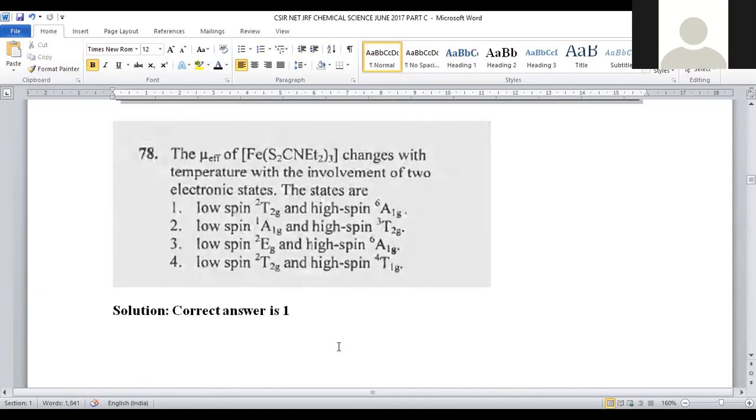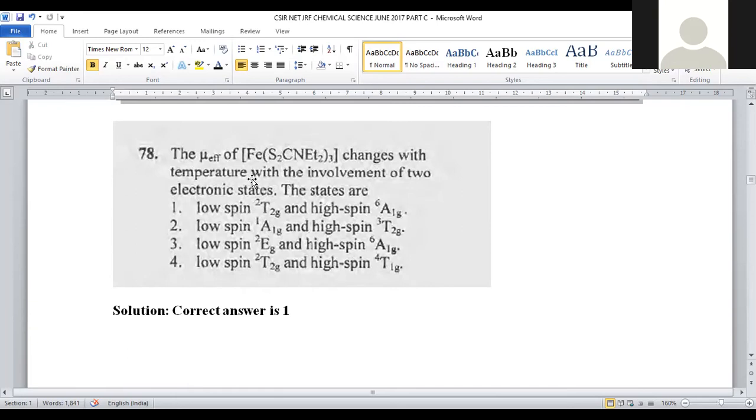Let us move on to question number 78. Mu effective of iron(III) tris(dithiocarbamate) with S2CNEt2 taken thrice changes with temperature with the involvement of 2 electronic states. So mu effective, the magnetic moment value, can be calculated by 3 different methods. One is spin only magnetic moment, second is spin-orbit coupling magnetic moment, third is mu effective magnetic moment. For these iron complexes, mu effective values can vary. For low spin complexes, the value will be 0. For high spin complexes, the value will be 4.9.